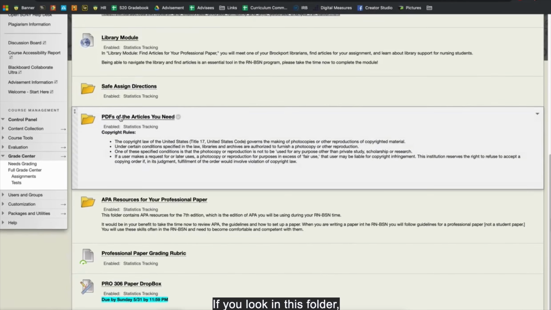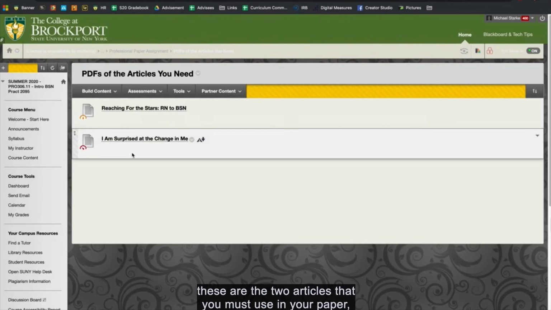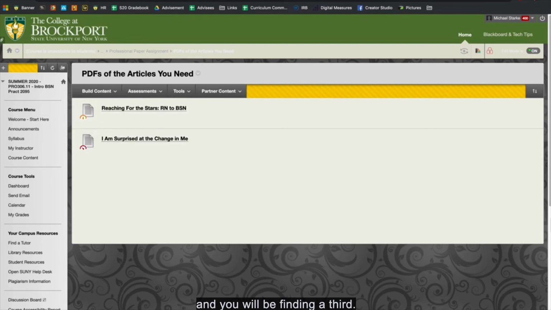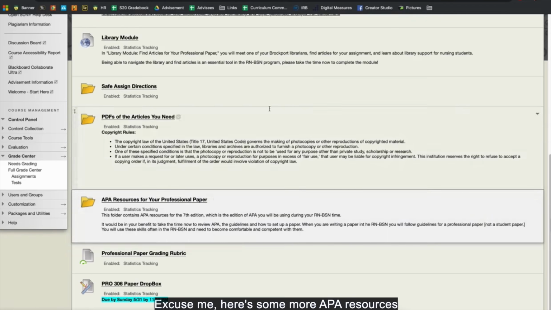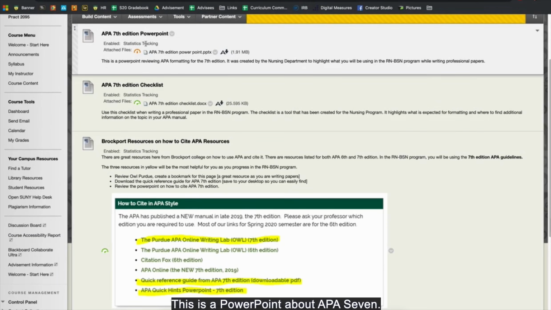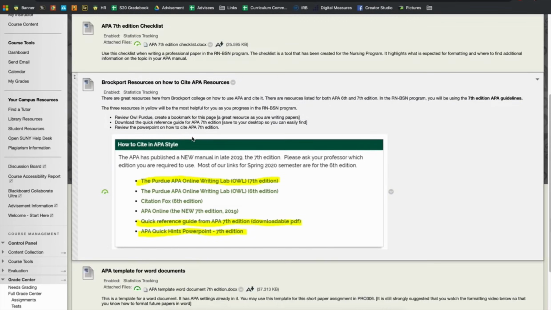If you look in this folder, there are PDFs of the articles that you need. These are the 2 articles that you must use in your paper, and you will be finding a 3rd article. So make sure you use these 2 and you'll be finding a 3rd. Here's some more APA resources for your professional paper. There is a lot in here. This is a PowerPoint about APA 7. This is a checklist for APA 7. Here's how to cite APA resources.